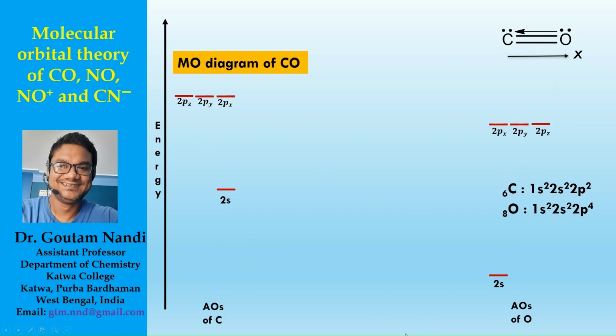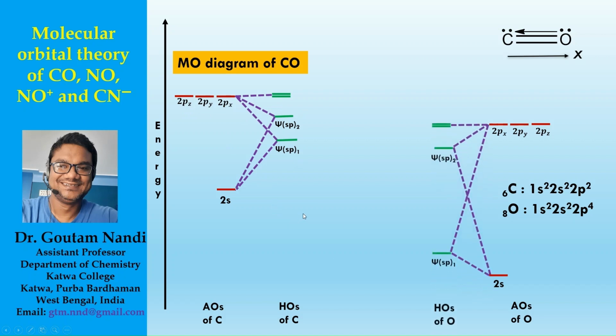These atomic orbitals of carbon and oxygen will produce some hybridized orbitals. Like for carbon, there will be two sp hybridized orbitals, psi sp1 and psi sp2. And if we consider x-axis as the molecular axis, then 2py and 2pz orbitals will not participate in the hybridization process, and they will be like this. Similar is the case for oxygen. Here also we will get two sp hybridized orbitals, and 2py, 2pz will not participate in the hybridization process.